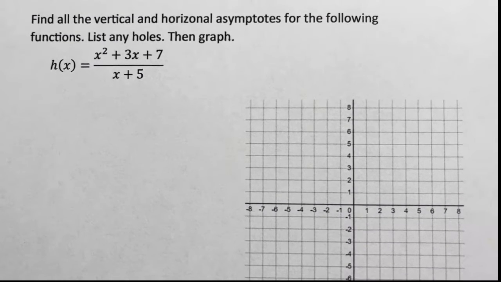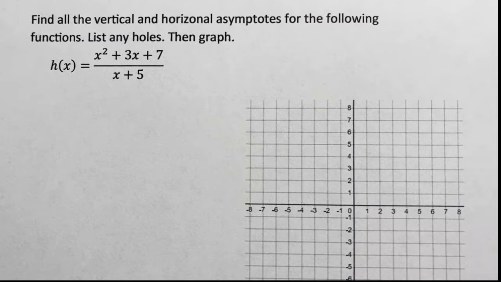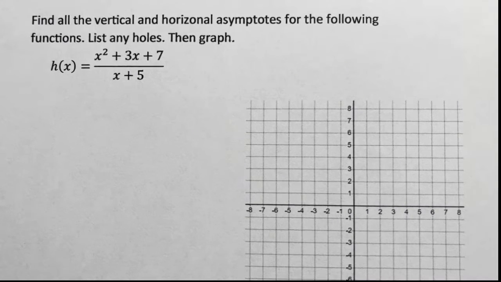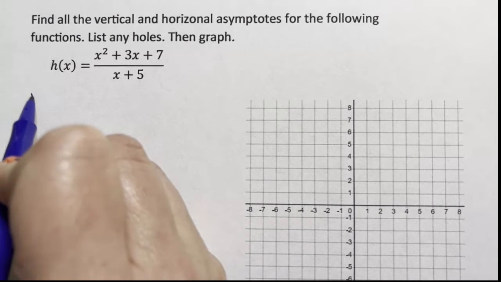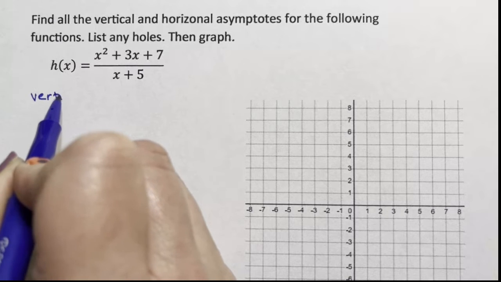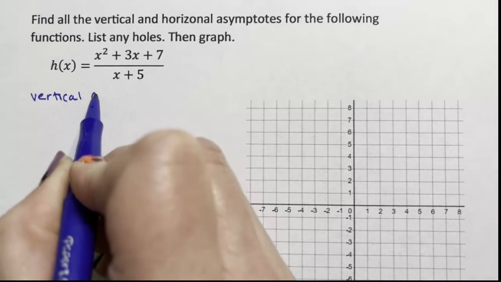Today I'm doing a series of videos on rational functions. This question says, find all the vertical and horizontal asymptotes for the following functions. List any holes, then graph. All right, so for the vertical, I always start with the vertical asymptotes.